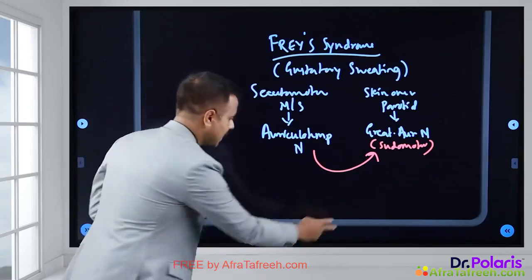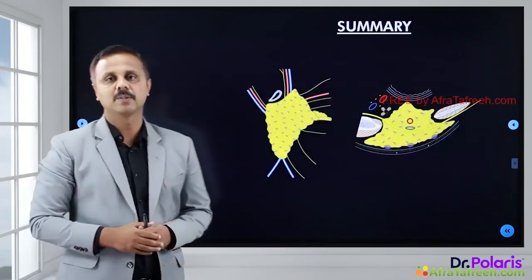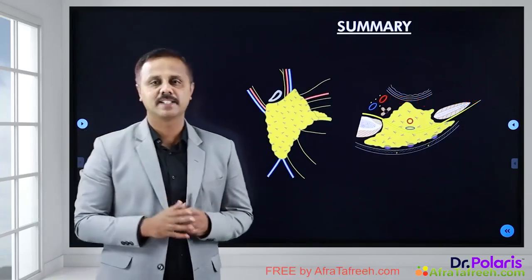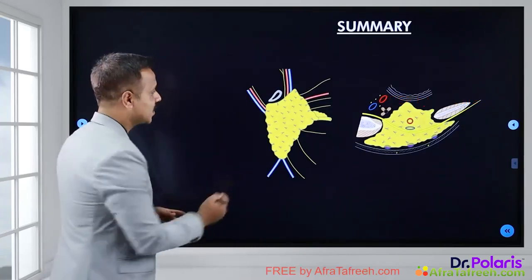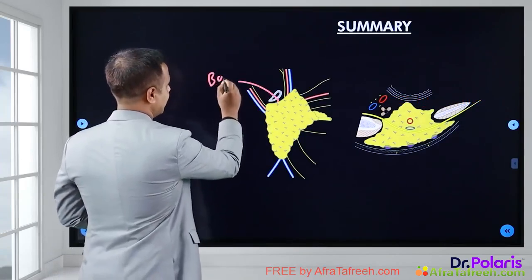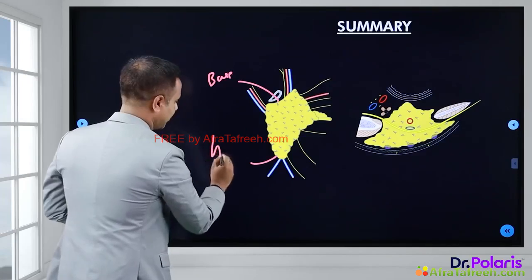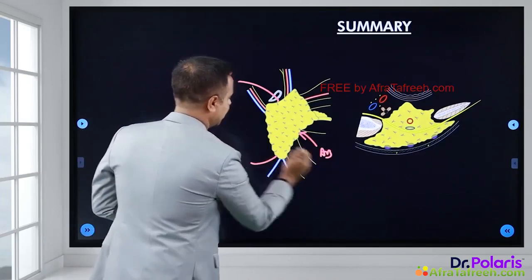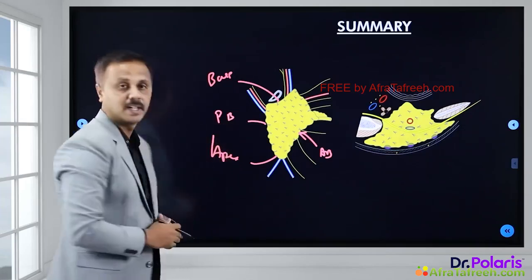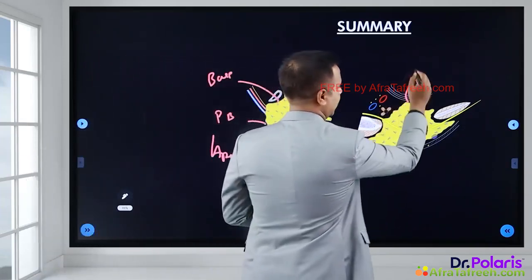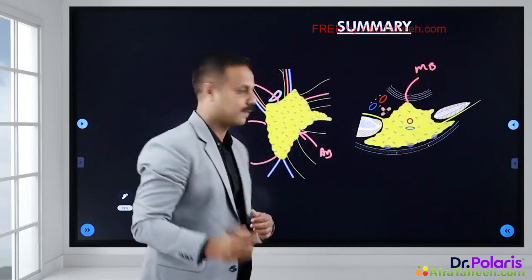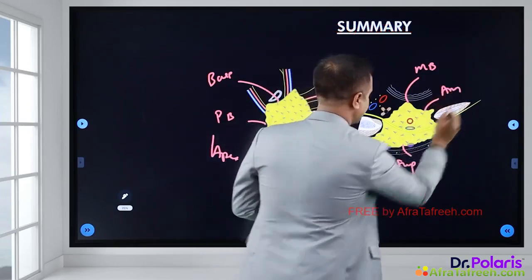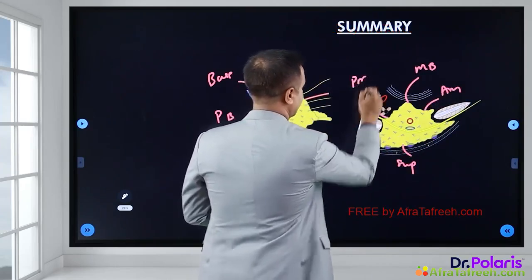Right? Fine. Once we have learnt about Frey syndrome, let's quickly summarize now. The parotid gland is the largest of the salivary glands and it is in the shape of an inverted pyramid. It has a base, an apex, an anterior border, a posterior border, and along with this, a medial border. Then we have three surfaces: the superficial surface, the anteromedial surface, and the posteromedial surface.